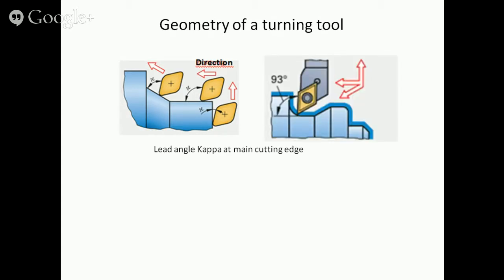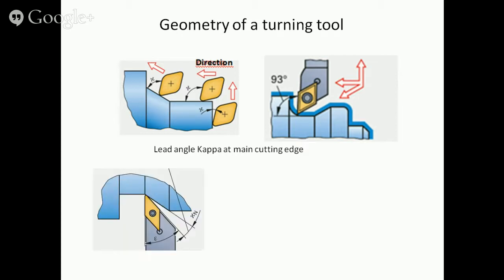For profiles like this one, lead angle kappa is 93 degrees, so that facing and contour turning can be done with the same tool. For recess turning, there should be a minimum secondary lead angle kappa n of 2 degrees. Observe that the cutting tool is again in front of the z-axis.